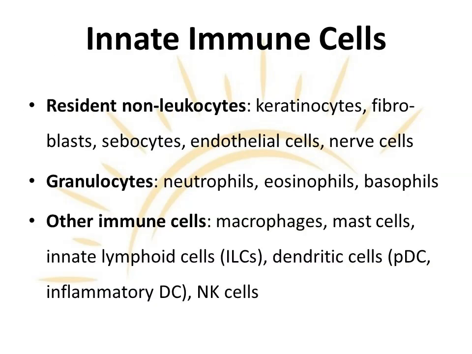Innate immune cells. Resident non-leukocytes such as keratinocytes, fibroblasts, sebocytes, endothelial cells and nerve cells, as well as neutrophils, eosinophils, and basophils are involved in innate immunity. Other immune cells such as macrophages, mast cells, innate lymphoid cells, dendritic cells and NK cells are also involved in innate immunity.